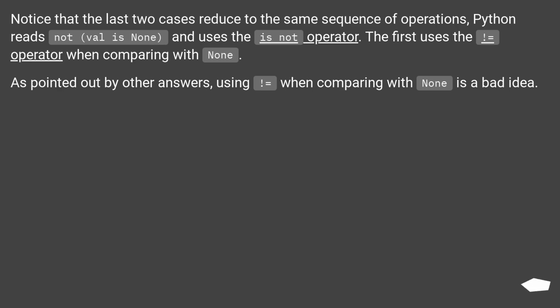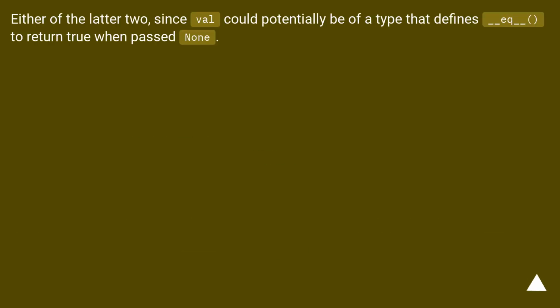Python reads "not val is None" and uses the "is not" operator. The first uses the not equal operator when comparing with None. As pointed out by other answers, using not equal when comparing with None is a bad idea. Avoid it in favor of either of the latter two, since val could potentially be of a type that defines __eq__ to return true when passed None.